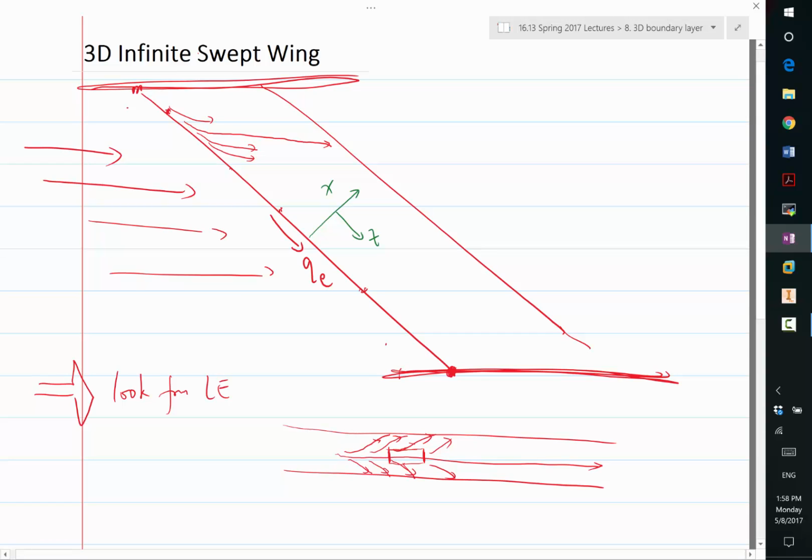Zero, right? That's the same argument we have. If you go from here to here, there shouldn't be any pressure variation. So partial P partial z is going to be 0.